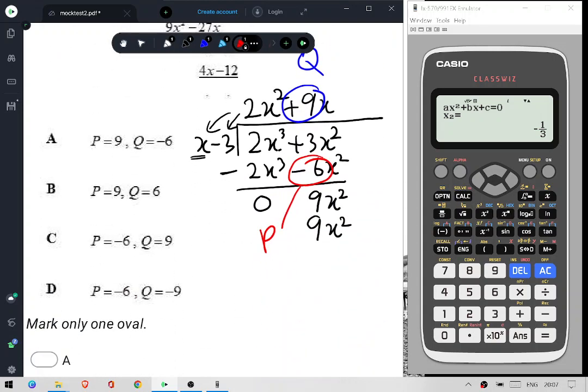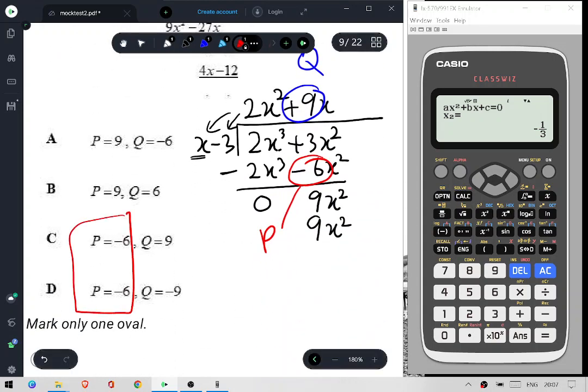So, P is minus 6. P is minus 6. So, these two answer. Okay, Q is 9. So, this is the answer. This one lah. So, our answer is C.